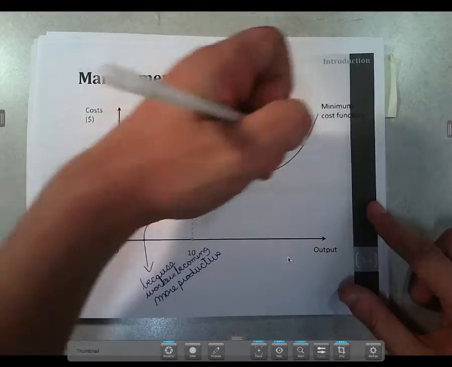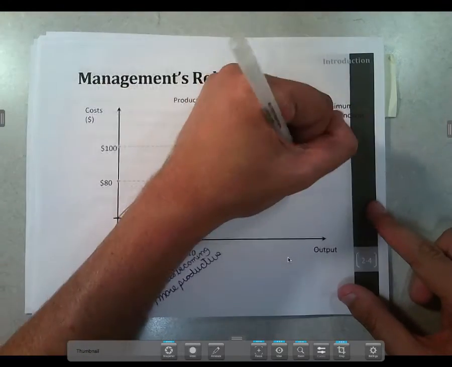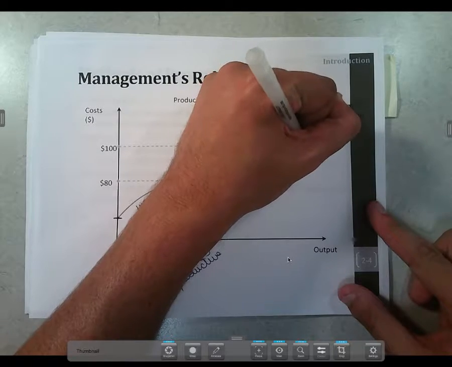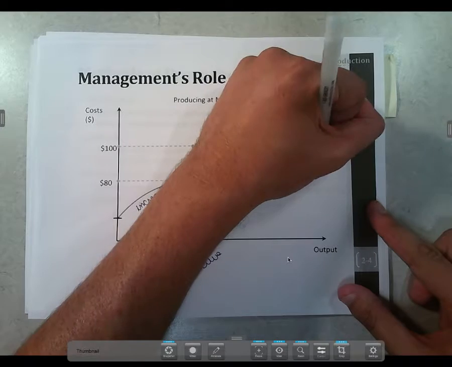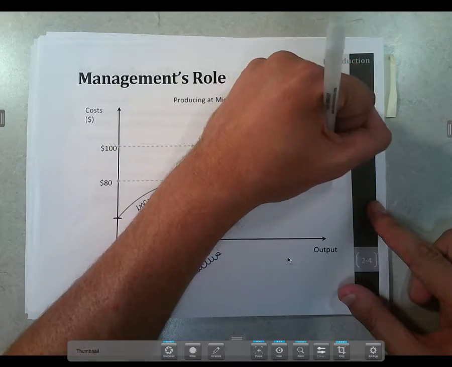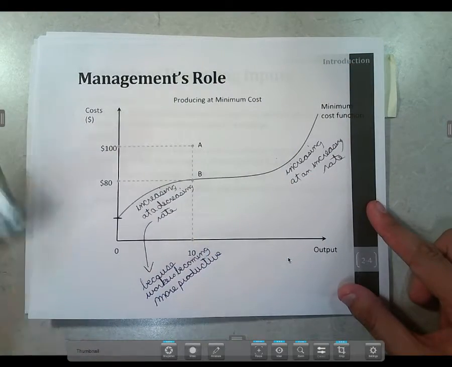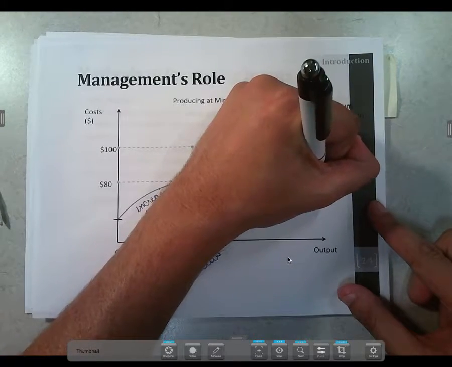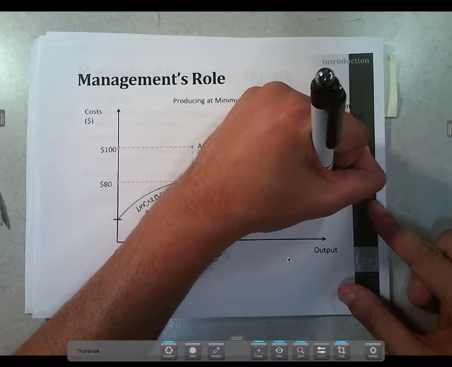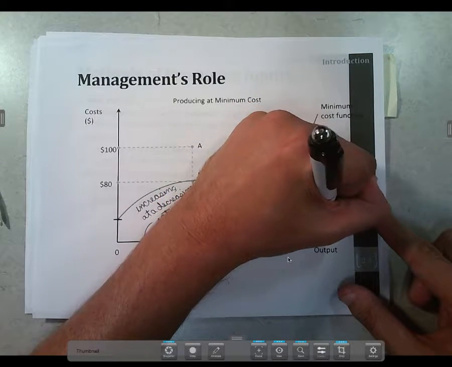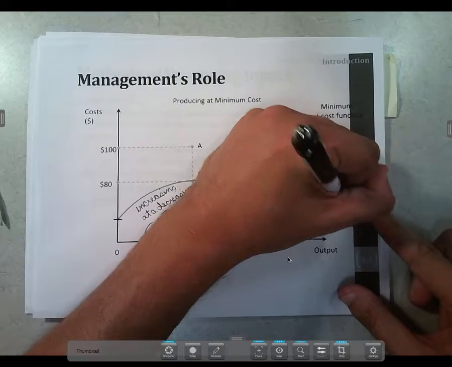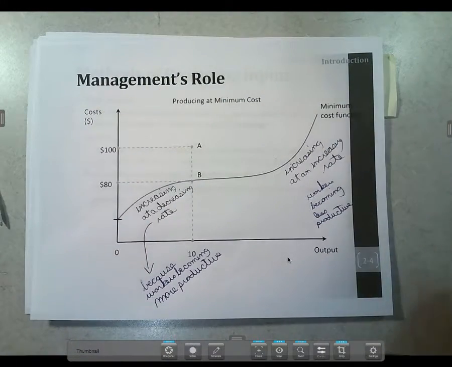And then in this area here, they are increasing at an increasing rate, because presumably the workers are becoming less productive. So, the goal then is trying to maximize your outputs while minimizing your costs.